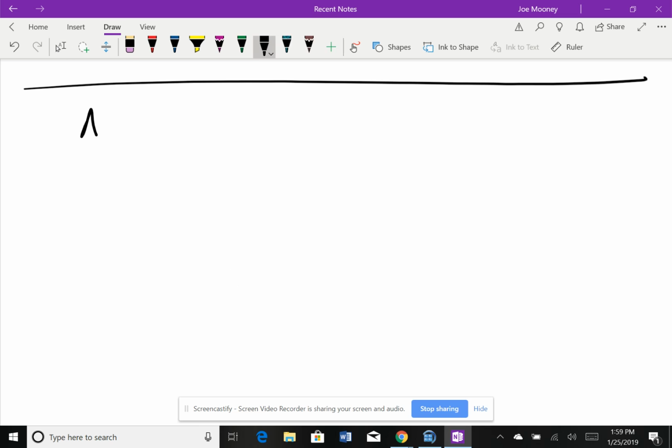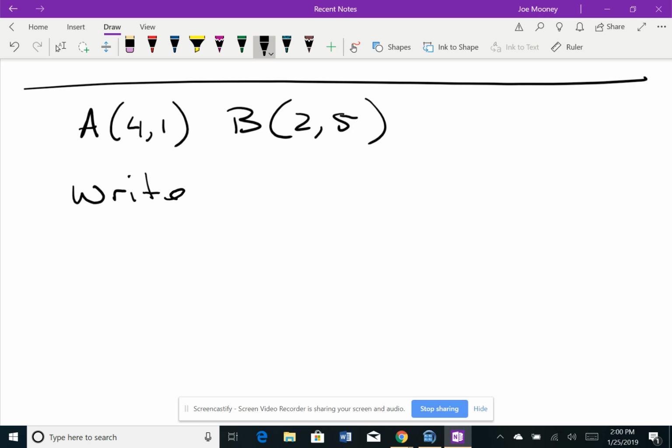So if I were to tell you a point in space is (4, 1), and I know it's a point because it's in parentheses, and a point in space (2, 5), and I say write vector AB. So A is written first, so its initial point is A, and B is next, so its terminal point is B. Write AB as a linear combination.